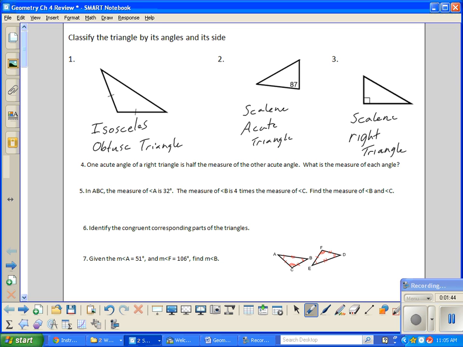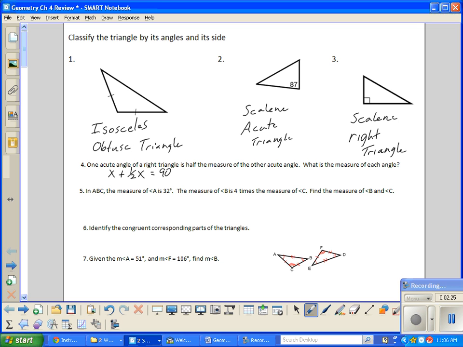Okay, so then number 4, one acute angle of a right triangle is half the measure of the other acute angle. What's the measure of each angle? Well, it tells us it's a right triangle, and then we're trying to figure the measure of the two acute angles. So we know that those two acute angles have to add up to 90 degrees. And so it tells us that one is half the measure of the other. So if one is x, then the other one is half of that, or half of x. And adding those two together has to equal 90 degrees, since they're the two acute angles of a right triangle.